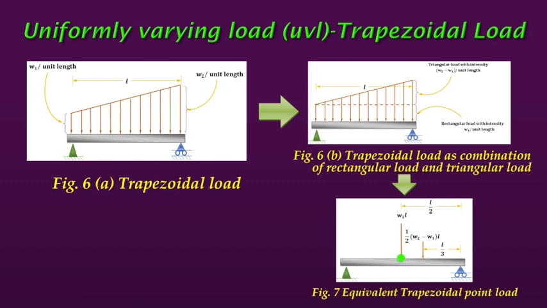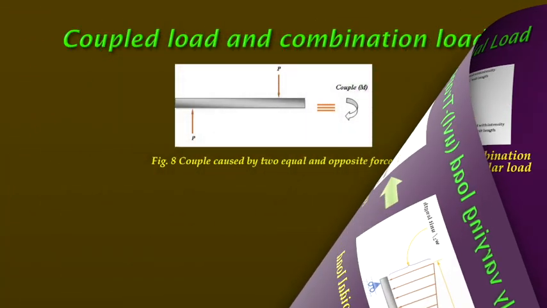in case of rectangular load or uniformly distributed load. Whereas in case of triangular load, the magnitude is half into the base, omega 2 minus omega 1, into length. This is the magnitude. And what is the point of application? From the base, it is 1/3, meaning at L by 3. L is the total distance, so L by 3. So this is equal to the equivalent point load of the trapezoidal load.